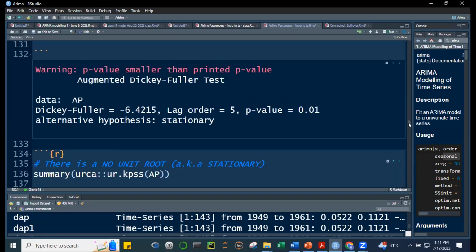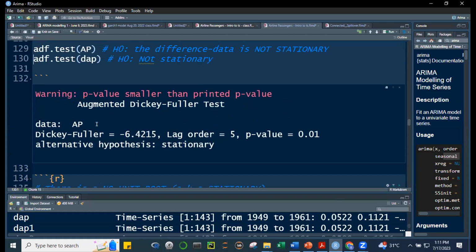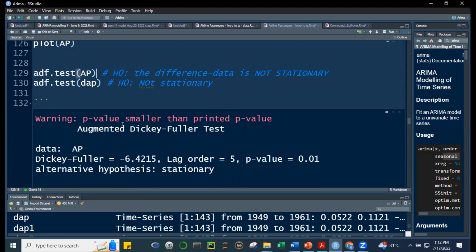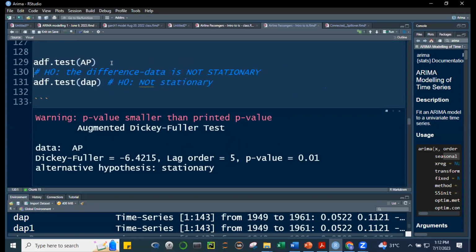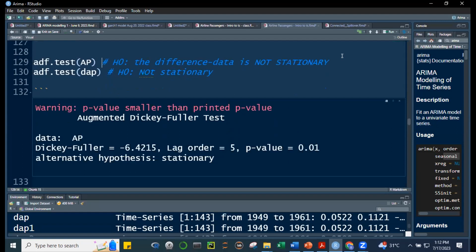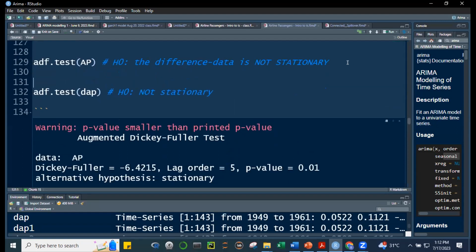Now, there seems to be a problem with this one kasi alam natin ito class, pag nag-ADF test tayo ng AP, okay, take a look at this. Ang sabi dito, data AP, ang null hypothesis natin dito is the data is not stationary. Pero still, here, what we're getting is a p-value of 0.01, which means we're rejecting the null hypothesis. Okay? So, ang inference natin dito, stationary yung data natin. Di ba? Hindi naman stationary si airline passengers. May trend siya. So, that's a problem with the augmented Dickey-Fuller test.